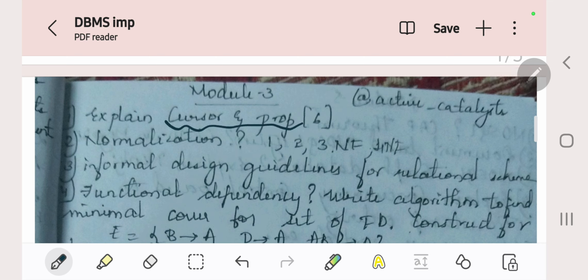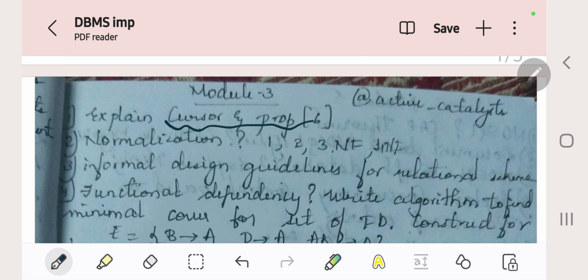Explain cursor and its properties. You have one lab program related to cursor. You can write the same because you have already studied it. Instead of putting in extra effort, you can do the same. Or if you have forgotten it, you can go to GPT and ask for a short code and study that. Once you write the code, also write the output. Then comes normalization.